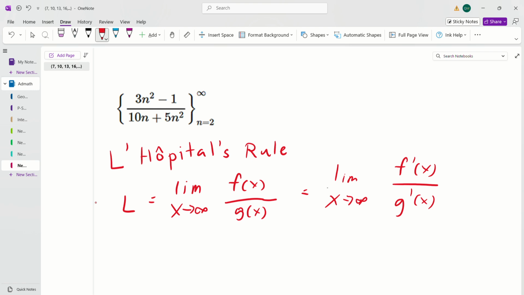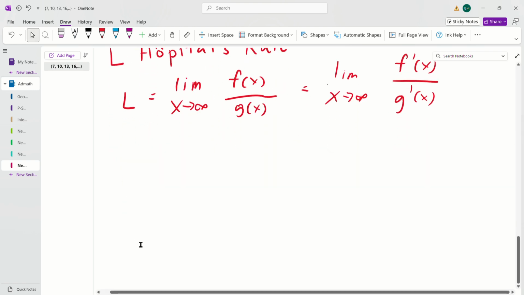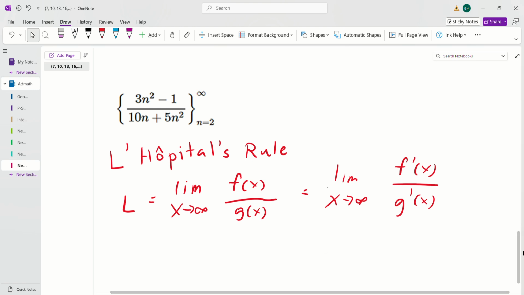So in short, we simply get the derivative of our numerator and denominator until you get a specific value for the limit, until you remove the variable. Anyway, let's proceed.